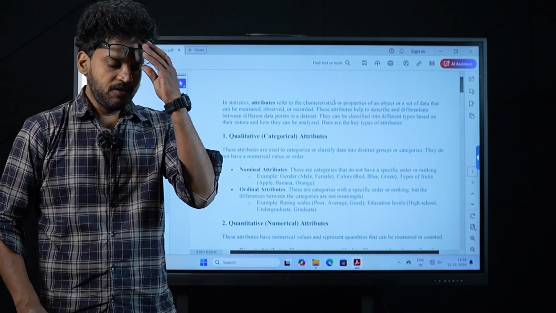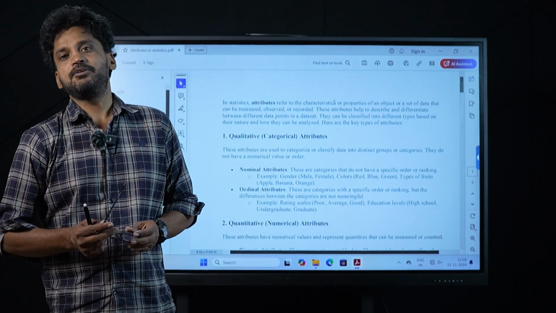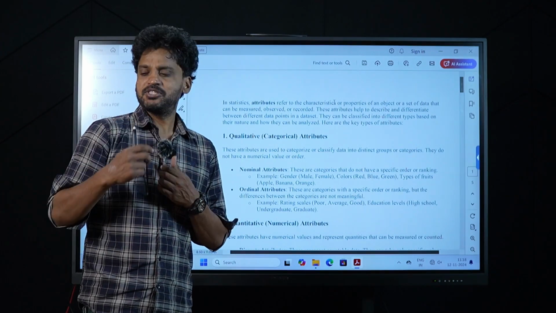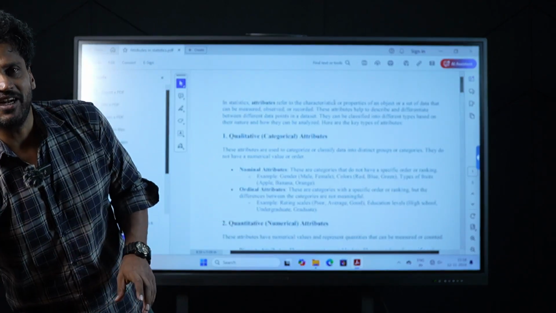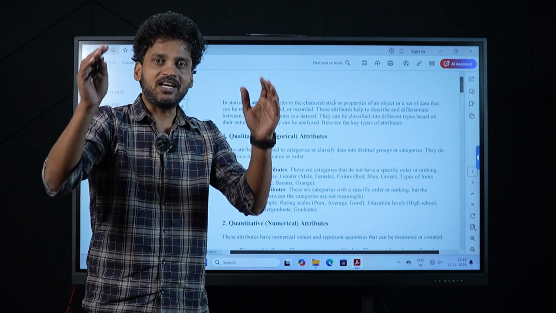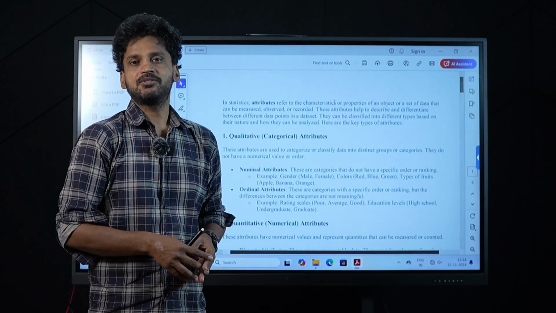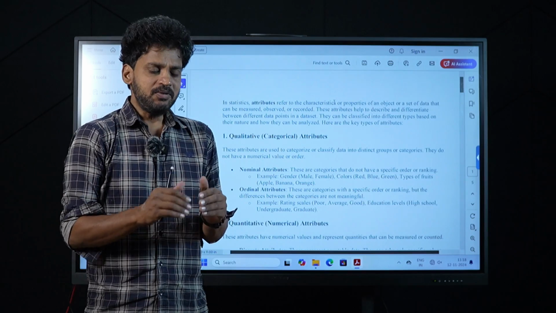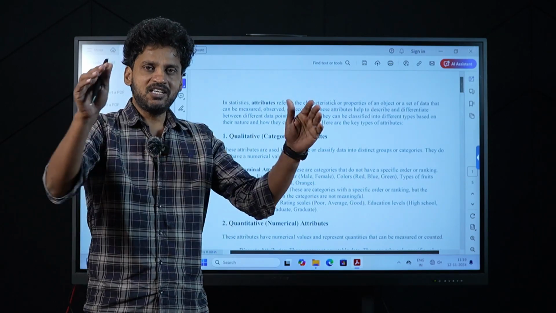Now in this session, we're going to understand the term attributes. What exactly is this attributes? Let us understand. We do have various attributes that have to be analyzed here in statistics. What exactly is an attribute? Simply, we just need to relate this to the data set that we collect.